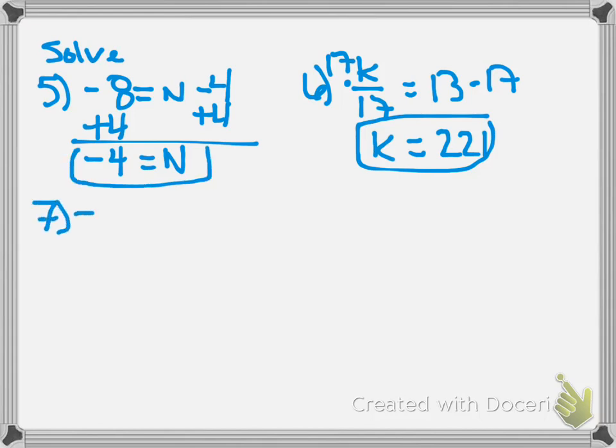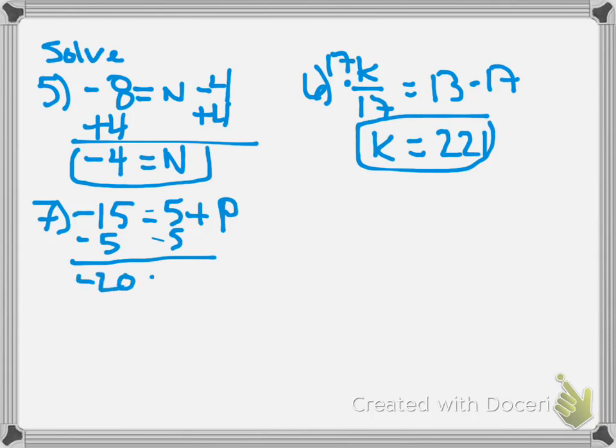Number 7, we're going to do negative 15 equals 5 plus p. The opposite of a plus is a minus. So that gives me negative 20 is equal to p. And that's your answer.